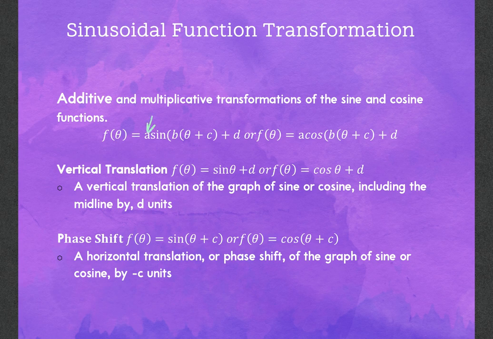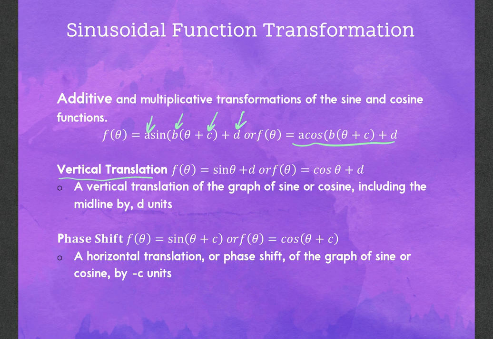You've got an amplitude change, and that could also have a reflection. B is going to cause a shift to our period, or how wide or narrow our graph is, how fast it makes its full complete cycle. The C is going to impact our starting place or our horizontal shift. We call that a phase shift. And D is our vertical shift. The same exact thing applies to cosine, except the original parent function is different.